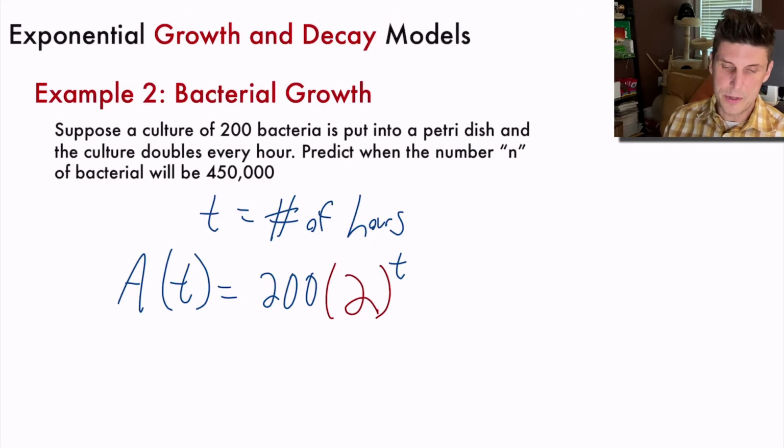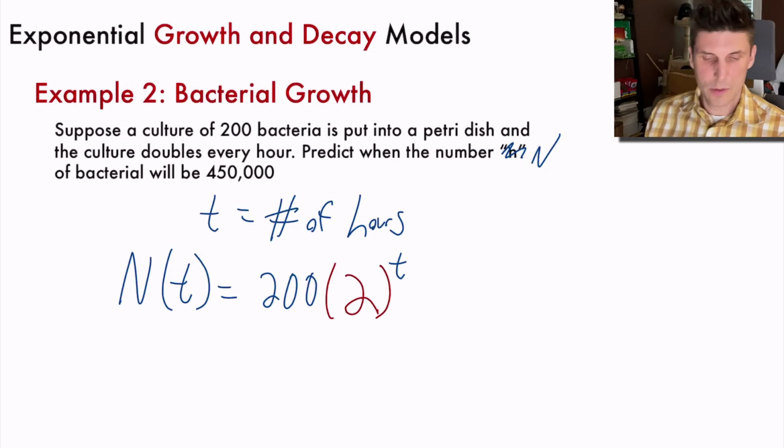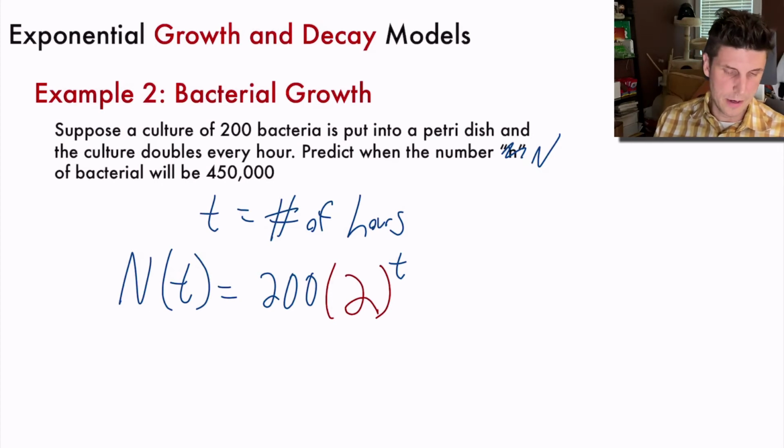And then they want us to predict when the number N, okay, they said the number N. So I guess we're just going to call this N of t, and this should be a capital N. Sorry about that. So when will it be 450,000?